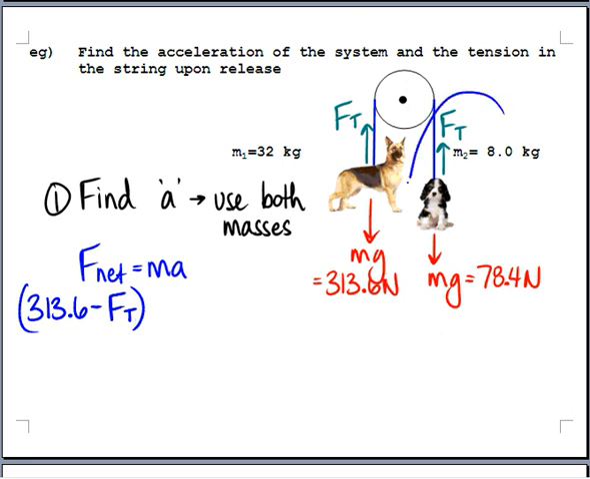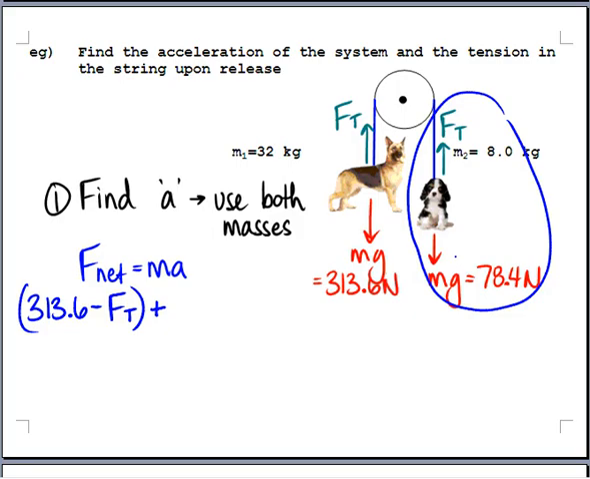But then we've also got what's happening with the small dog, so I have to add that. It's a bit of a special case of F net equals ma. If we look at the small dog, we've got two forces competing, so we're going to do a subtraction. Let's do winners minus losers. Remember, the small dog is going to accelerate upwards. So this time we know that the tension force is the winning force, and it's fighting against the 78.4 newtons downwards.